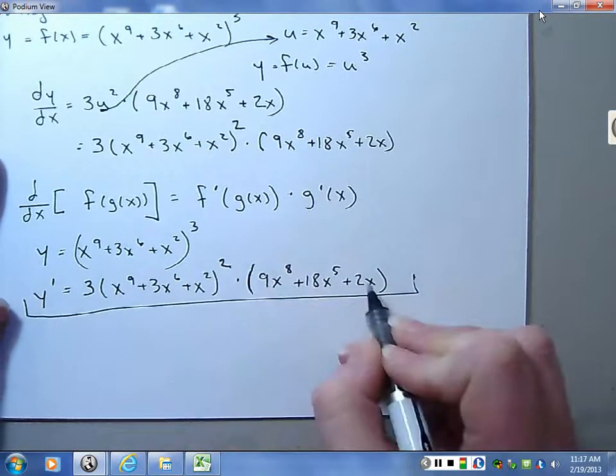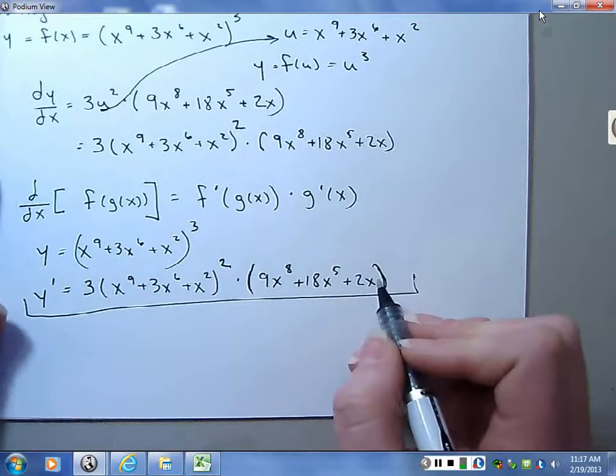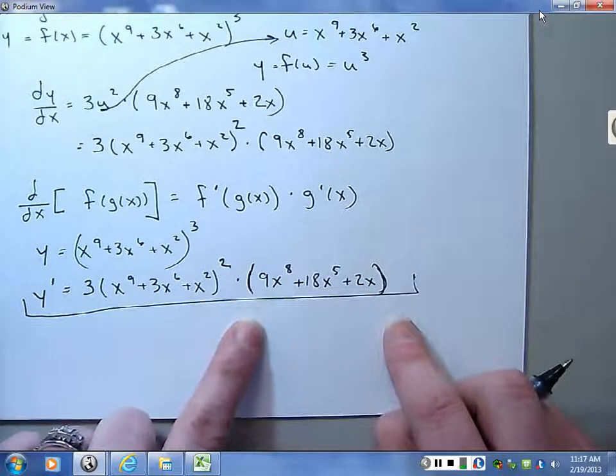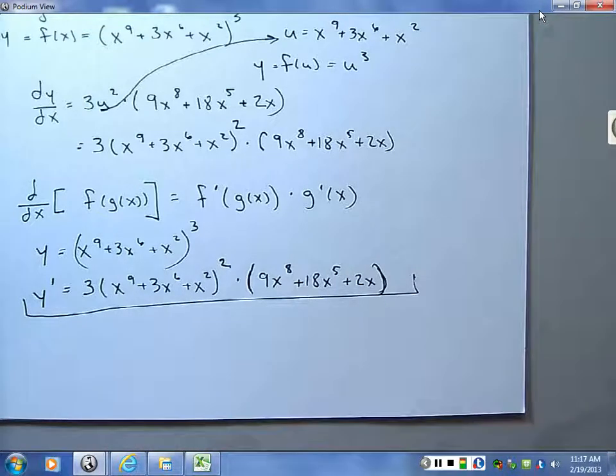However, be very careful with your parentheses. They are very important. If you lose parentheses here, it's a totally different relationship. It would be wrong. So it's the derivative of the outside evaluated at the inside. So you take the derivative of the outside, hold the inside, times the derivative of the inside.